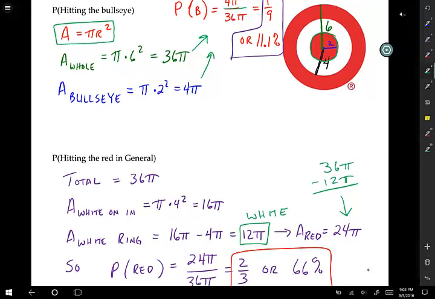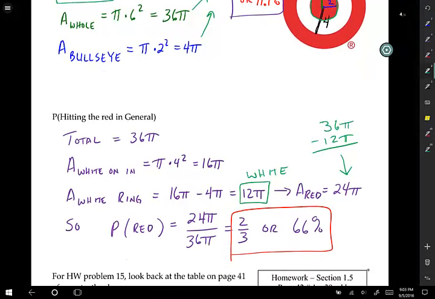So I took a fraction and I said, hey, what's 24 pi divided by 36 pi? Well, the pi's cancel. 24 and 36 both divide by 12. That gives us a probability of 2/3, or 66%. If you wanted to be exact, you could say 66.7%, or 66.6 repeating percent, something along those lines.